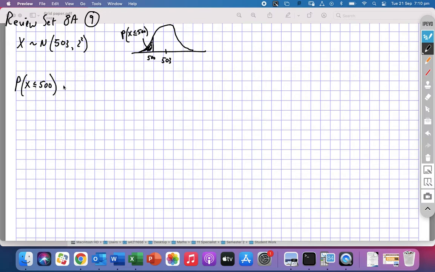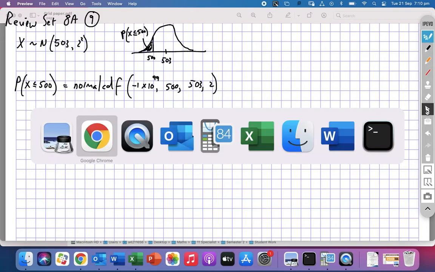We're going to use the calculator to find this. Normal CDF. You don't have to write this in a test, but you might want to. So you'll need a lower and an upper. You need the mean and the standard deviation. So the lower will be the smallest number you can possibly put into your calculator, which is negative. In this instance, your upper will be 500. Your mean, and don't get confused between standard deviation and variance. So going to the calculator with that.